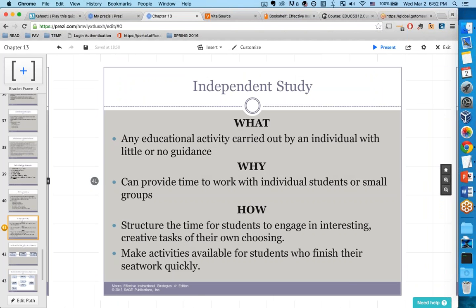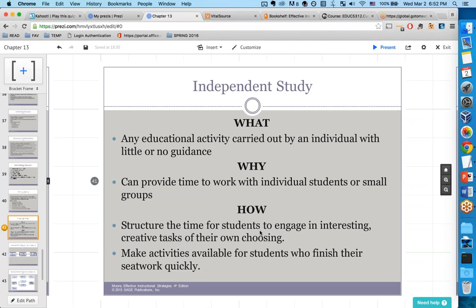So you pretty much know this very well. It's an educational activity carried out by an individual with little or no guidance. As a teacher, you provide the topic to your student and tell the student some rules and procedures in the beginning, and then provide no guidance or very little guidance throughout this experience. They independently work on that subject and then bring their results to you. So why are we doing this? This may provide time to work with individual students or small groups. How can this be done?